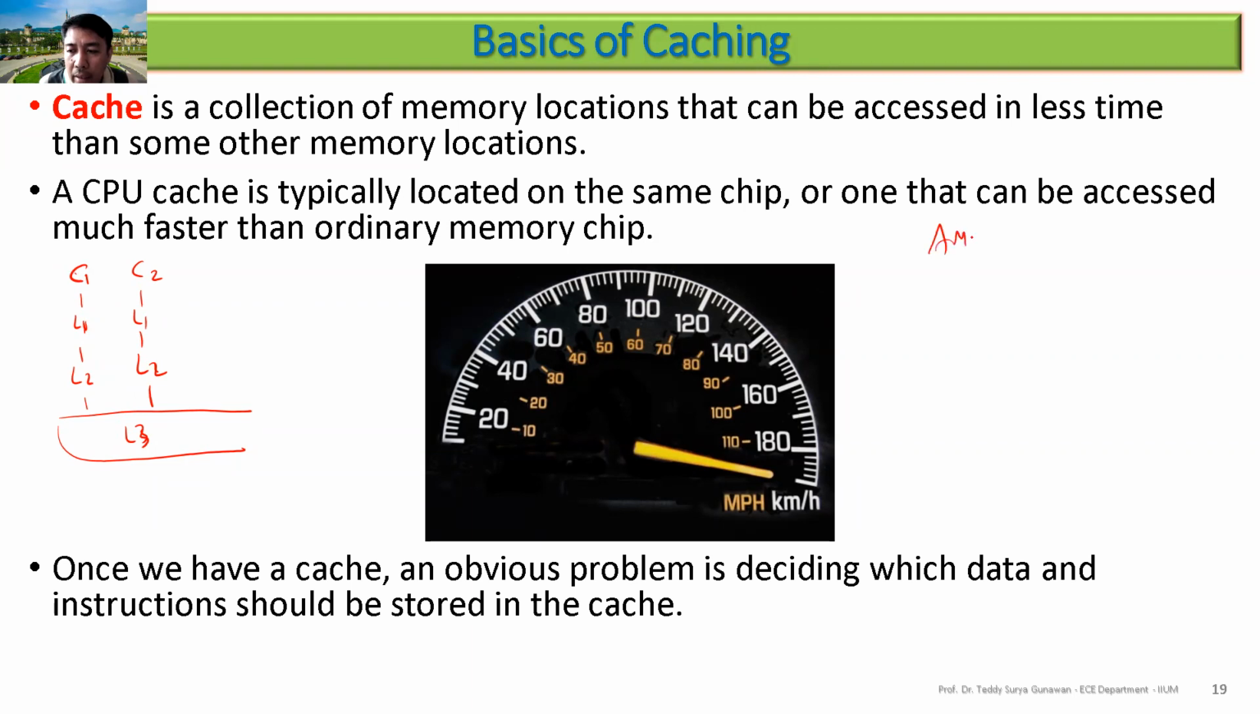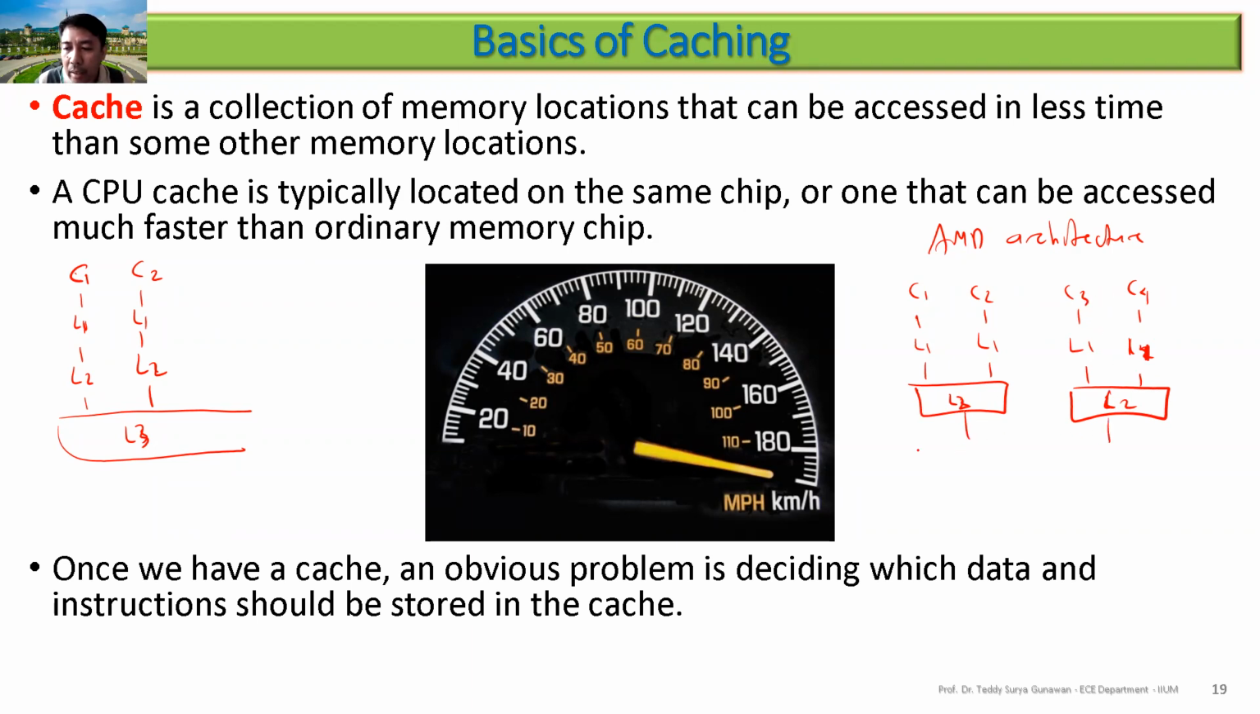The AMD architecture provides different things. C1, C2, C3, C4 have different L1 caches, but they have the same L2 for adjacent processors, like this. So L2 is shared between C1 and C2, and L2 is shared between C3 and C4. Then we have the L3 cache. From here they go to the interconnection bus, and then to the memory. Of course, the memory will be bigger.